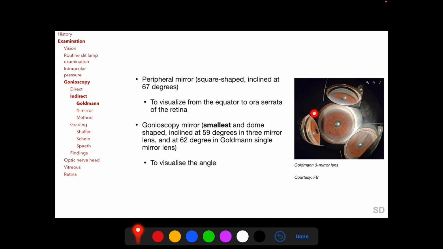The gonioscopy mirror is the smallest and is dome-shaped or semicircular, and in the Goldmann 3-mirror lens is inclined at 59 degrees, and in the Goldmann single mirror lens is inclined at 62 degrees. It is used to visualize the anterior chamber angle. So when doing gonioscopy with the Goldmann 3-mirror lens, it is important to remember that the smallest semicircular mirror is the one to be used.